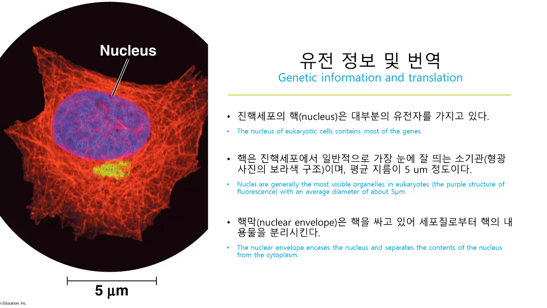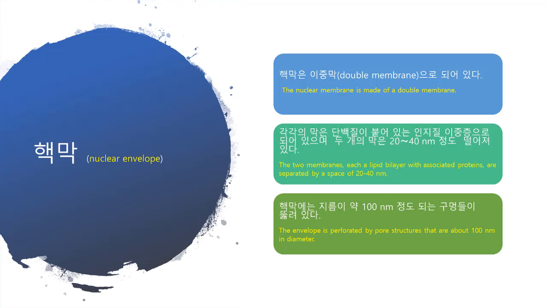Now, the nucleus is generally the most conspicuous organelle in a eukaryotic cell. It averages about 5 to 6 micrometers in diameter. Around the nucleus, enclosing it, is the nuclear envelope. The nuclear envelope is a double membrane, essentially two membranes. Each has a lipid bilayer associated with proteins, and these bilayers are separated by a space of about 20 to 40 nanometers. The envelope itself is perforated by pore structures that are about 100 nanometers in diameter.